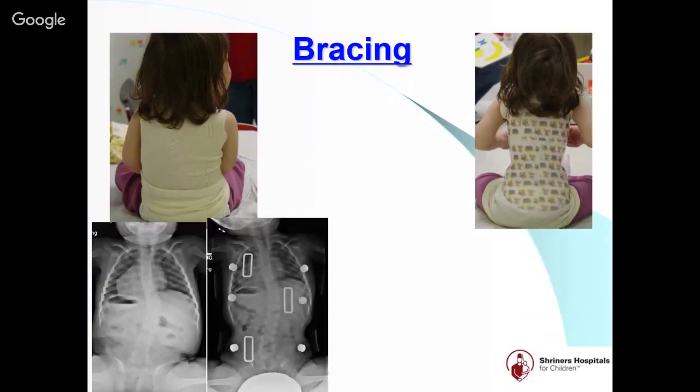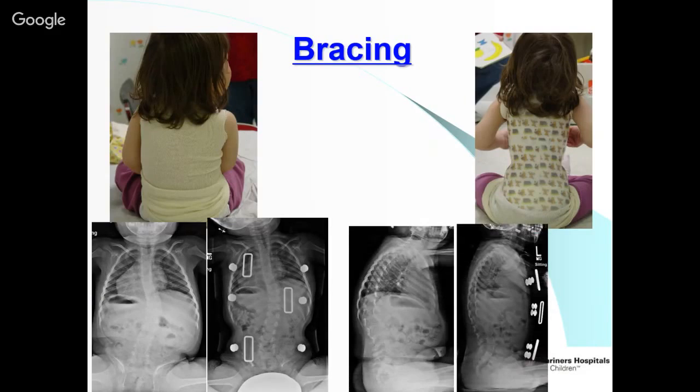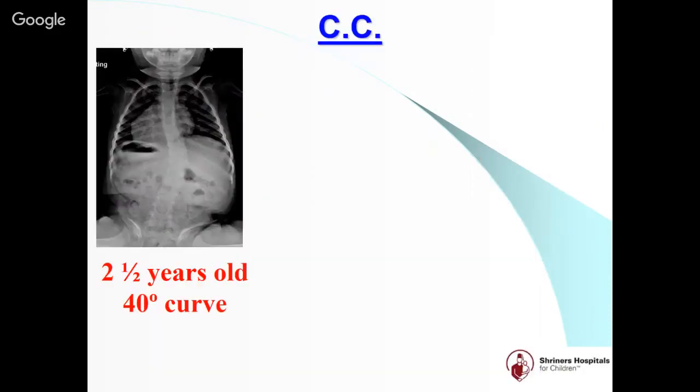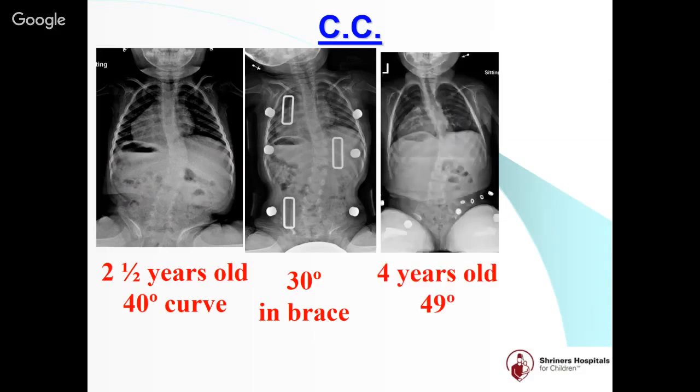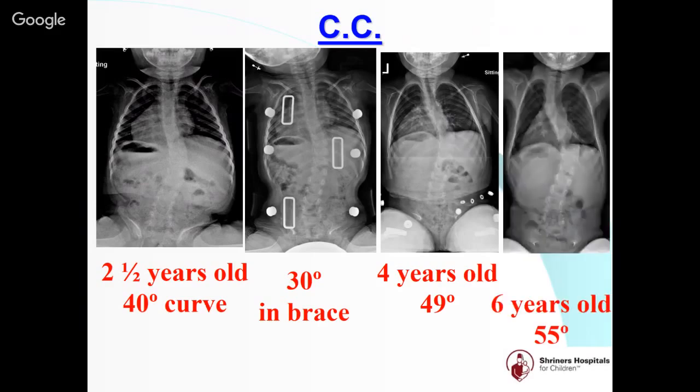And so on the far left is what she looked like out of her brace, and there she is in the brace. And you see it also gets her to sit up a little bit straighter on those two right pictures there. So here she is at 2.5 years old, a 40-degree curve. We're able to bring the curve down only about 10 degrees in the brace, but it bought us a number of years that we could get her to grow.